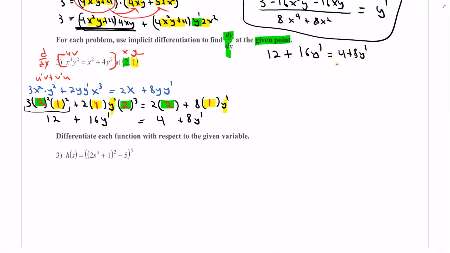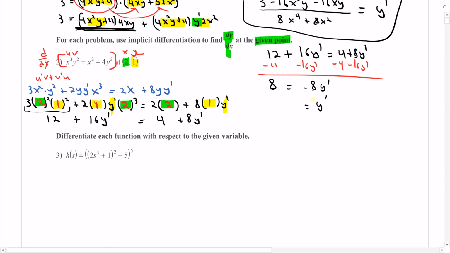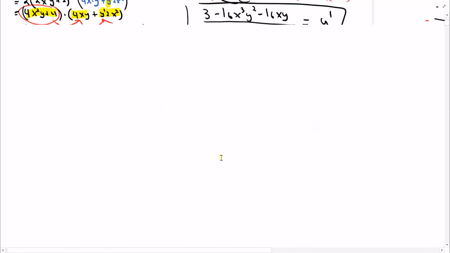So we're going to go ahead and subtract, it doesn't matter what we do this, subtract 4 on both sides, and let's go ahead and subtract 16y prime on both sides. So we're going to get 8 equals negative 8y prime, therefore y prime is, divide both sides by negative 8, y prime is negative 1. All right, so that's what we should get on that one.